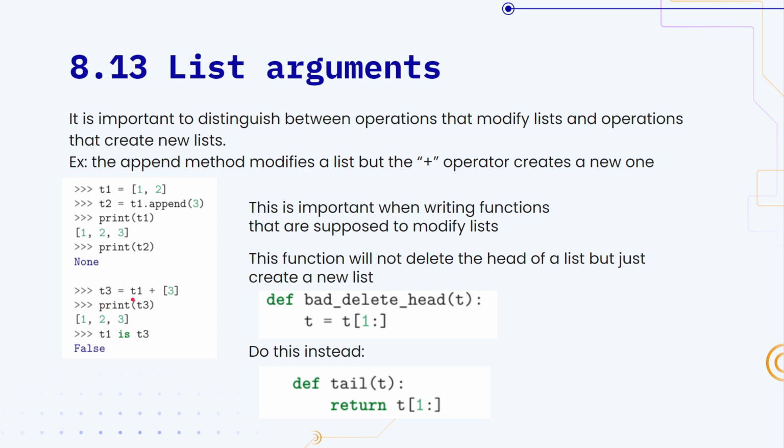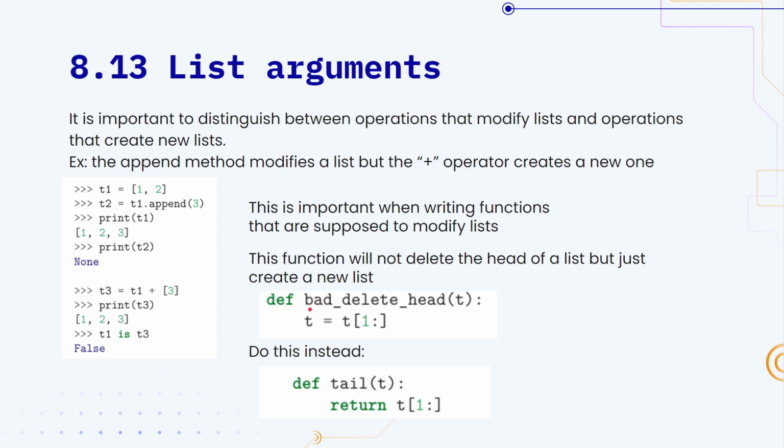And obviously t1 will still remain its same value of 1, 2, and then plus the added 3 now for t3. So t3 will be 1, 2, 3, t1 will be 1, 2 still, and that's why t1 is not t3, as you can see by this boolean over here. So it's important when we're writing functions to know which ones modify lists and which ones create new lists, as we can see by the example over here.